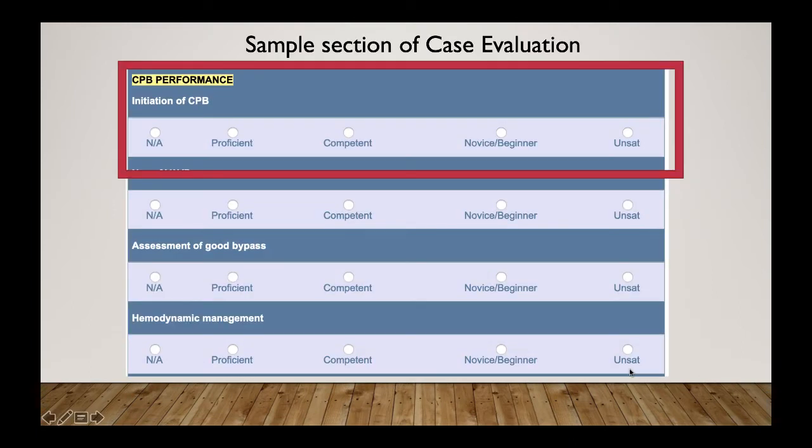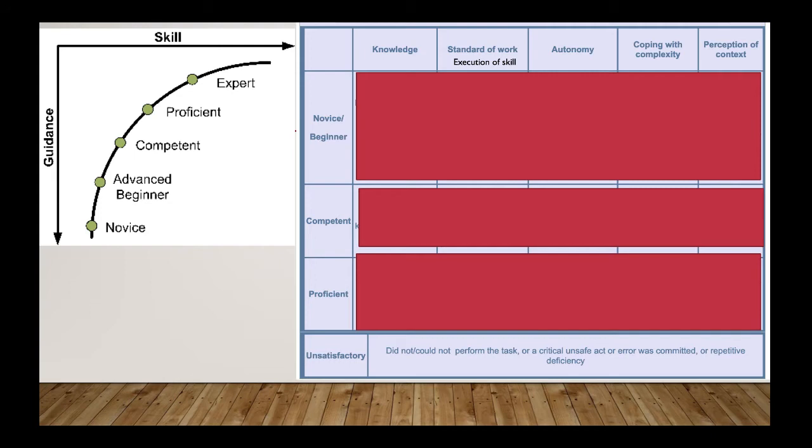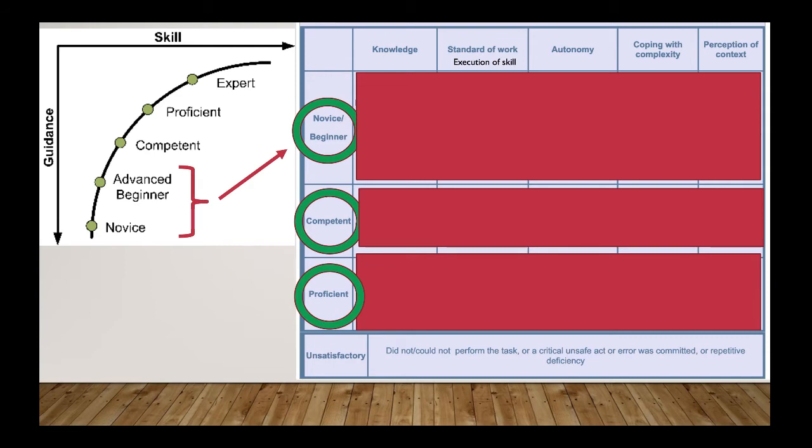So let's take a look at a sample section of a case evaluation. And you can see here under the initiation of CPB, there are some radio buttons. You can select not applicable, proficient, competent, novice/beginner, or unsatisfactory. Now let's add some definition to these selections. What's going to guide you in making the assessment that initiation was a novice beginner or a competent or a proficient level of performance? So this is a key that we can use to help guide us in our assessments as we fill out the case evaluation. We've combined the advanced beginner and novice. We have the competent, proficient, and unsatisfactory. Each one of these phases can be evaluated based on knowledge, the execution of the skill, the autonomy, how well the student coped with complexity, and the perception of the context.